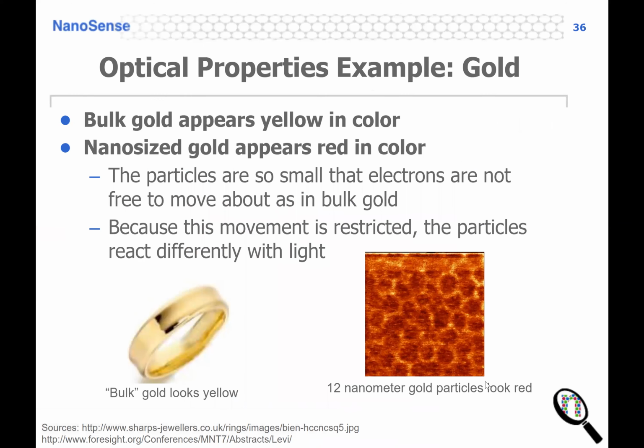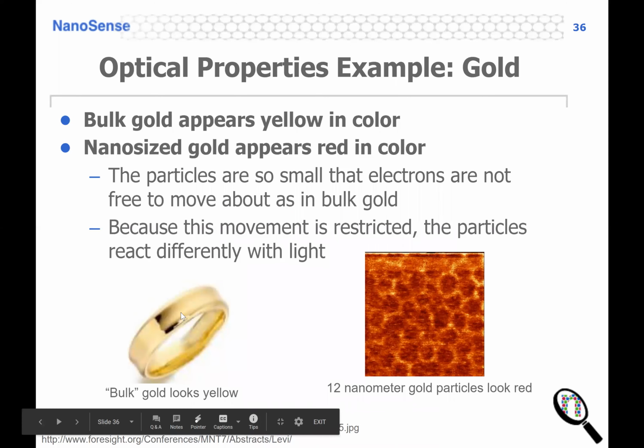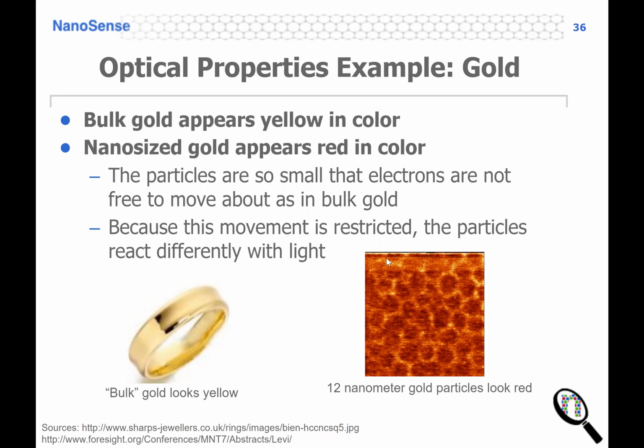Beautiful. We talked about gold a couple of times already. Bulk gold appears yellow or gold in color, right? Nano-sized gold is red and also can be other colors. The particles are so small that electrons are not free to move about as in bulk gold, quantum confinement. Because this movement is restricted, the particles react differently with light.